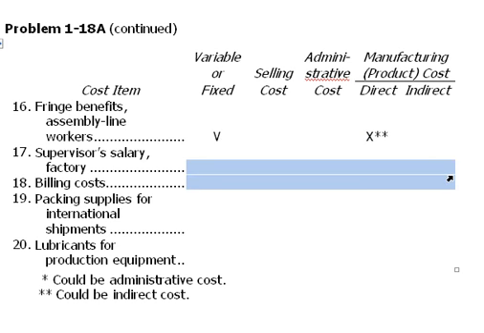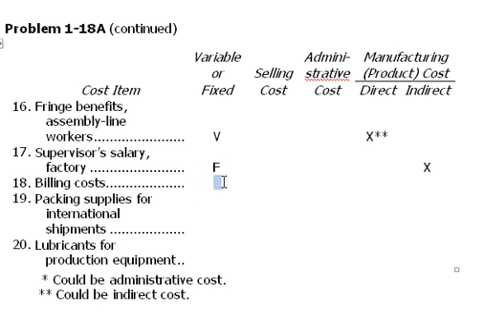Okay? We'll slide on down to the next one, the supervisor's salary in the factory. That's certainly an indirect manufacturing product cost, and it's indirect in relation to the product. The cost object we're talking about is the product, and it probably is fixed with regard to the volume of the products we're making.